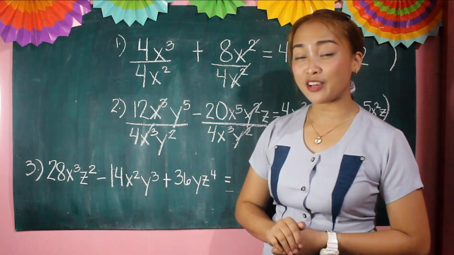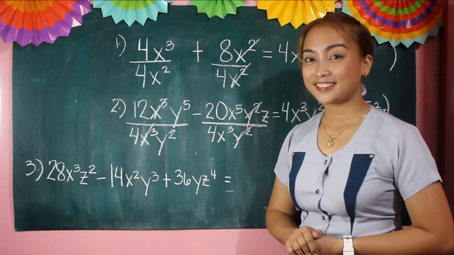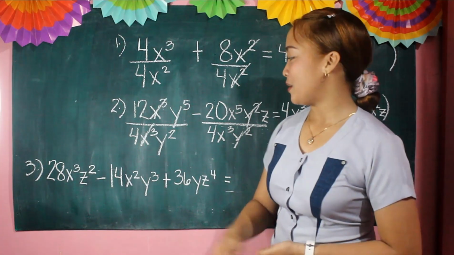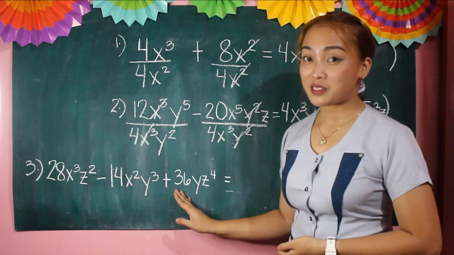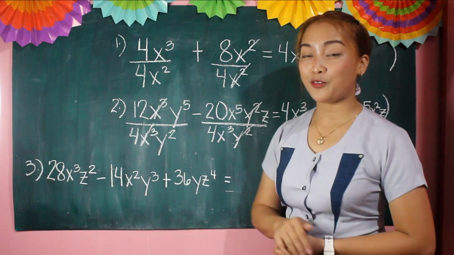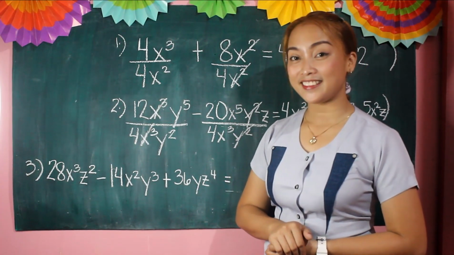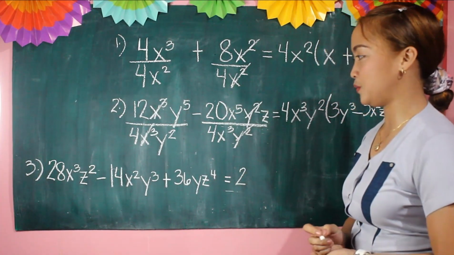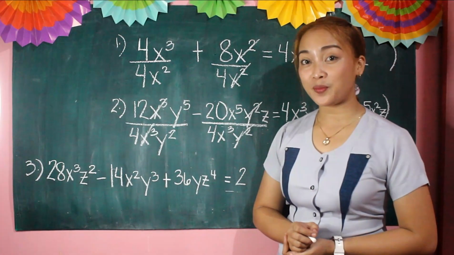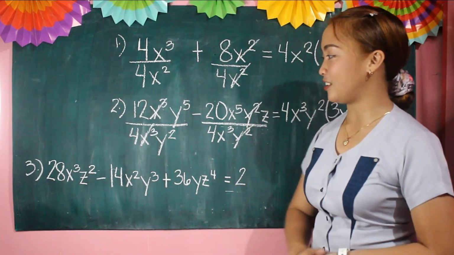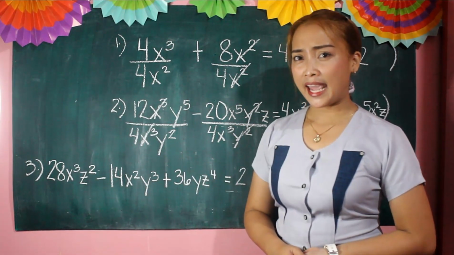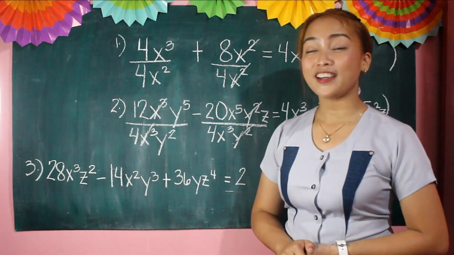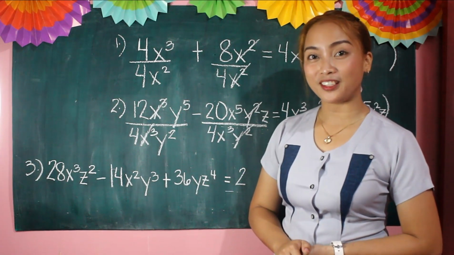Now, anong GCF nitong tatlo? Is it 7? Still no, because 36 is not divisible by 7. Therefore, our GCF is 2. So, dun lang tayo sa 2. Now, look at our variables. First variable, x. May x ba lahat? Wala. Therefore, x is not a common variable.